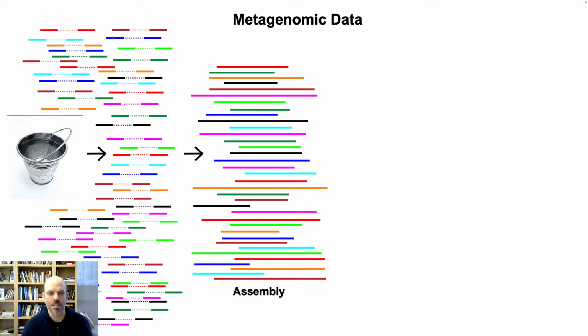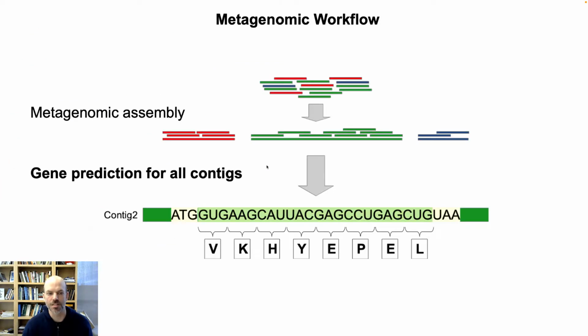So from these individual sequences, you get a hopefully shorter list of assemblies. The technical term for these individual chunks of an assembly is contigs, which is short for contiguous assembled sequence. So the product of an assembly in a metagenomic experiment is a series of contigs. Okay, so now we have our contigs.